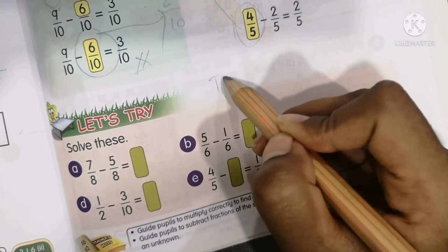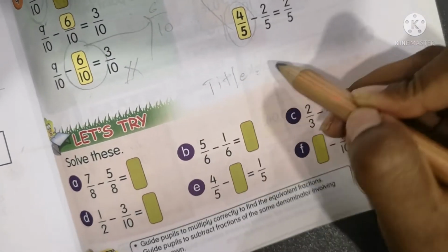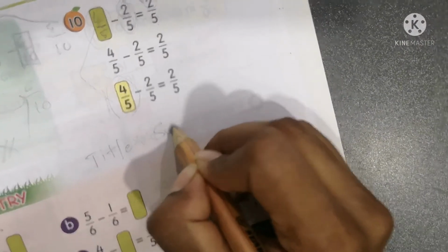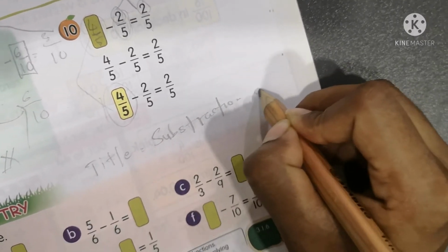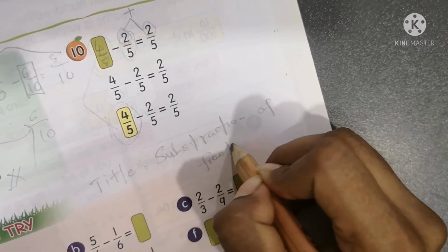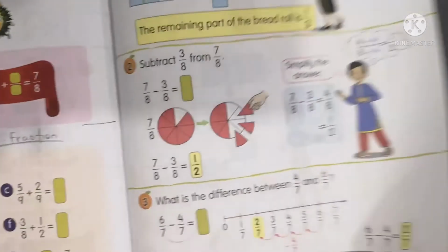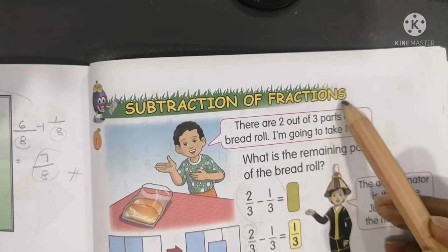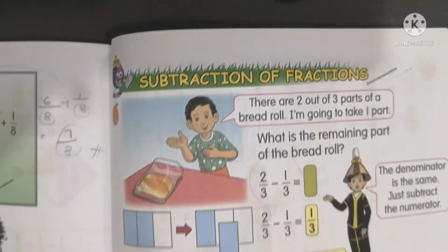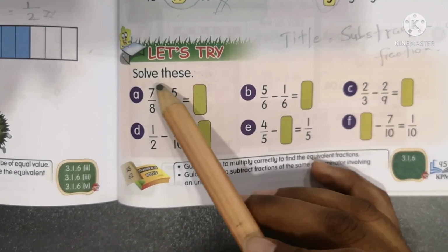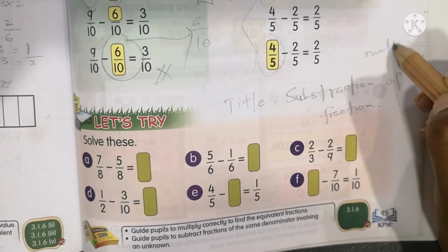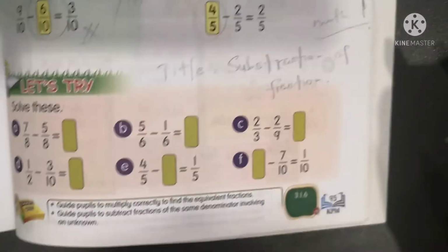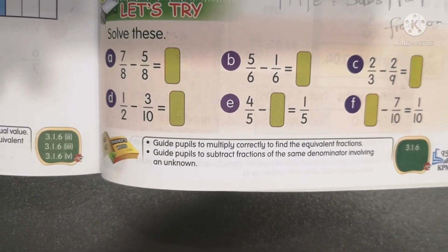This one, the title will be Subtraction of Fraction, which you can refer to here. This one is the title. Write this as a title. Write today's date, day, and write solve this also and do 1, 2, 3, 4, 5, 6 in your Maths 1. Understand? Okay, do it now.